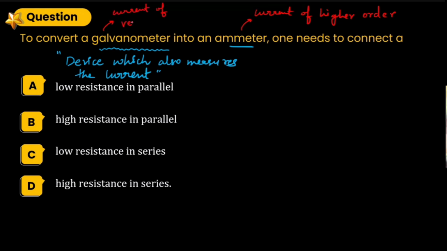But a galvanometer is a device which measures current of a very small order. Very small means in milliamperes, whereas an ammeter measures current of higher order, that is in amperes. So that's why we have a device, the galvanometer, which measures the current. Can you give me a practical application where we actually use a galvanometer to find the current in a circuit?